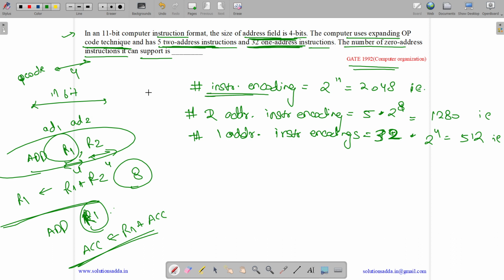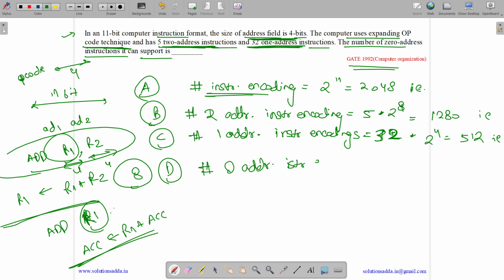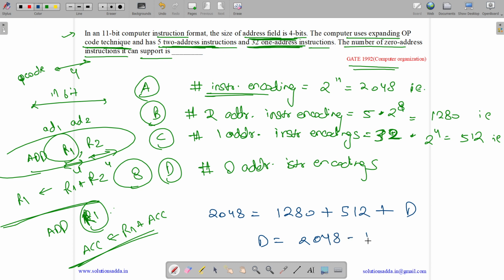So this total, let us suppose this is A. A should be equal to B plus C plus D. And what is D? D is number of zero address instruction encodings. So what is A? It's 2048. Total should be equal to 2 address plus 1 address plus 0 address. So D equals 2048 minus 1280 minus 512. So what is it equal to? It is equal to 256. So number of 0 address instruction encodings are 256.